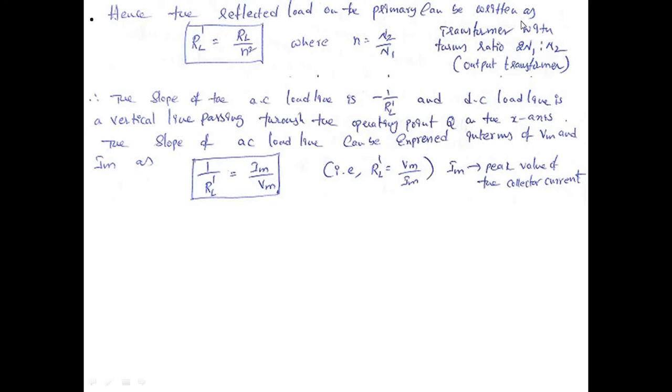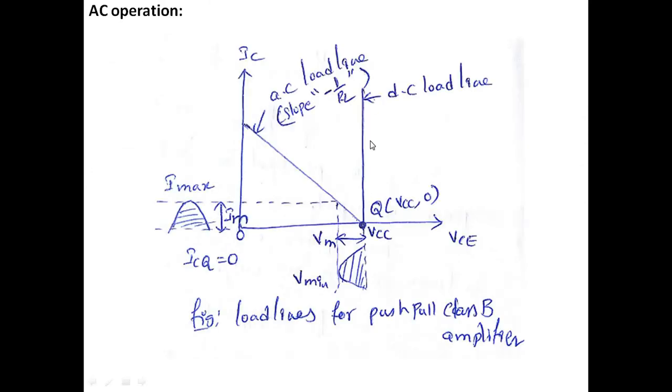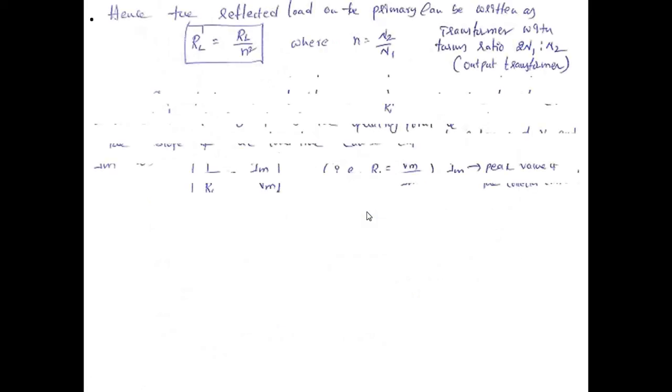And this is very clear from the diagram. You are making a tapping at the primary. The number of turns in the primary is more compared to the number of turns in the secondary. This is 2N1 and this is N2. Now the slope of the AC load line is equal to minus 1 by RL dash, which we have already discussed, and the DC load line is a vertical line. It is a vertical line where VCEQ is equal to VCC, because it's a constant. That's why we have this DC load line as a vertical line.